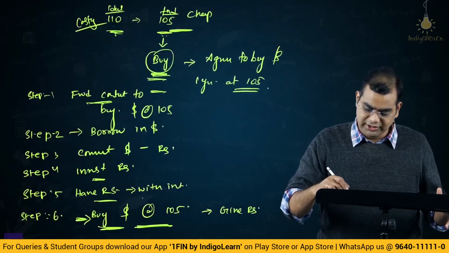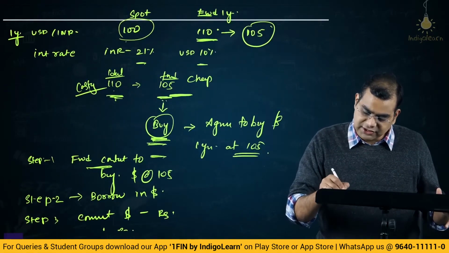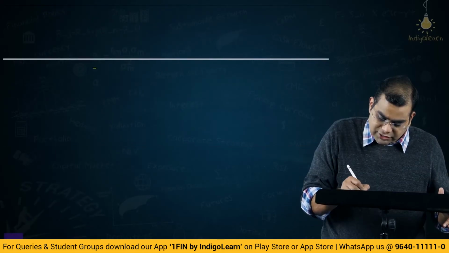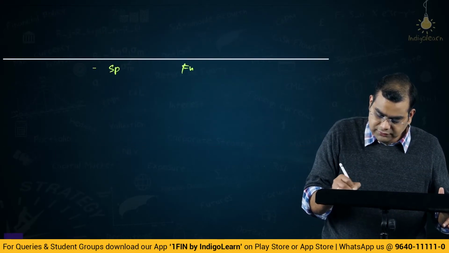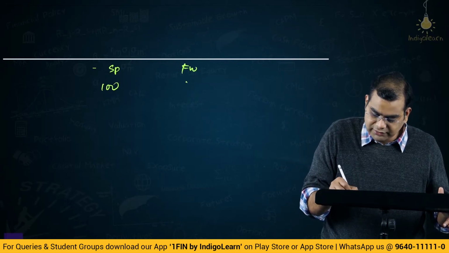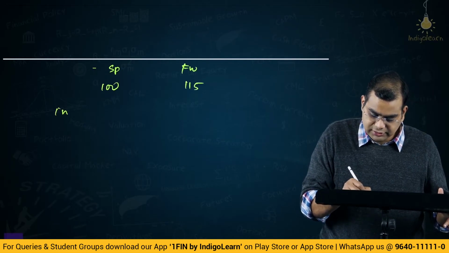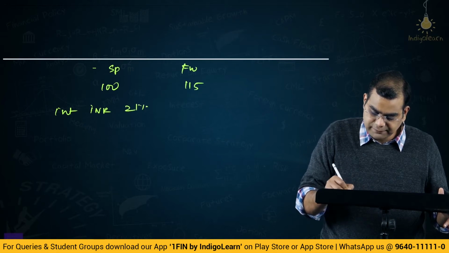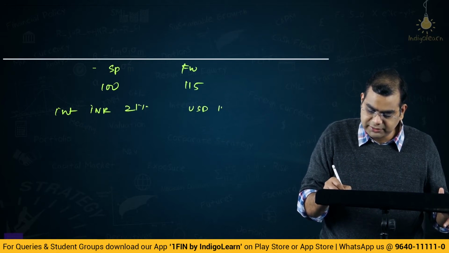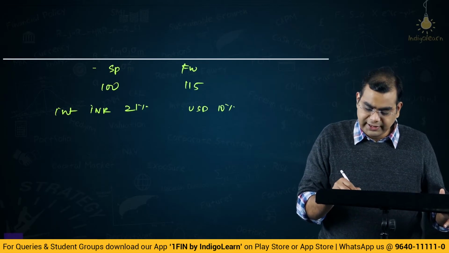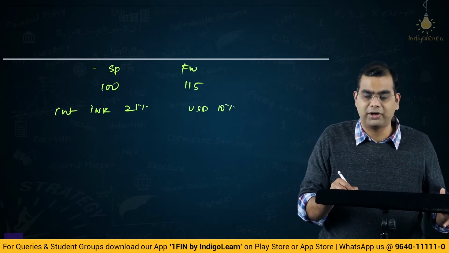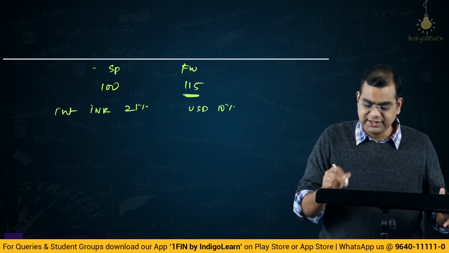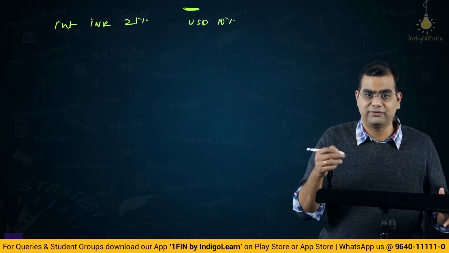Now if it is the other way around, that is, if it is not 105 but it is 115. Let us take the same example, US spot forward 100, 115, interest rate INR is 21%, USD is 10%. So the ideal rate should be 100 into 1.21 divided by 1.1, which should be 110, whereas it is 115. So if this is 115, then you have to sell forward.